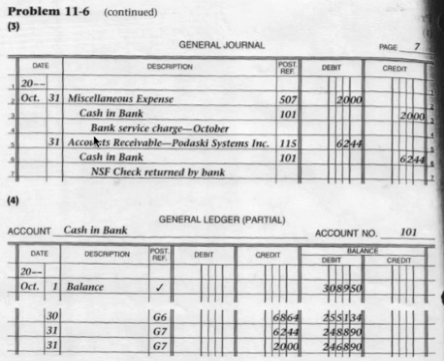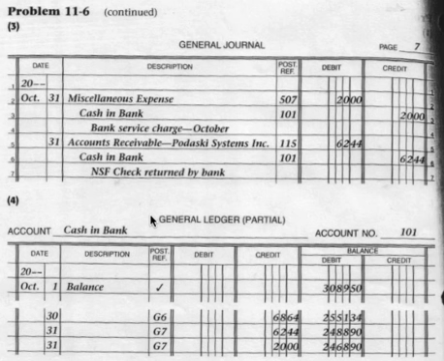And then the source document, you could write bank service charge October, you could write October bank statement, anything that shows that we saw that $20 on the October bank statement. Then you'll go ahead and you will post both miscellaneous expense and cash and bank to their general ledger accounts.